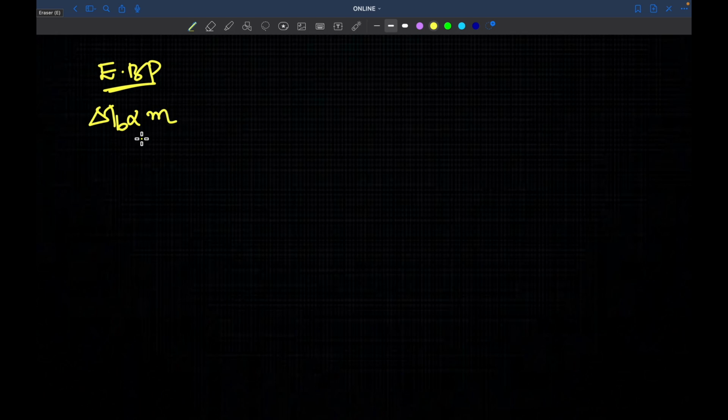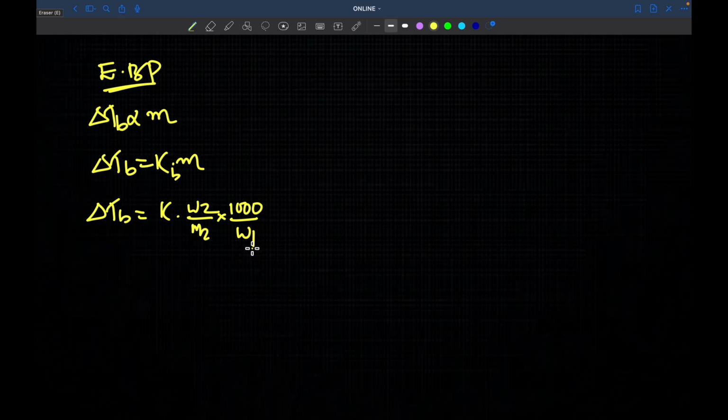I'll go back here, I'll go to the next page. So the same one, for elevation in boiling point, delta TB is directly proportional to molality, delta TB equals KB into molality, delta TB equals K into W2 by M2 into 1000 by W1. Now we'll talk about freezing point, depression in freezing point.